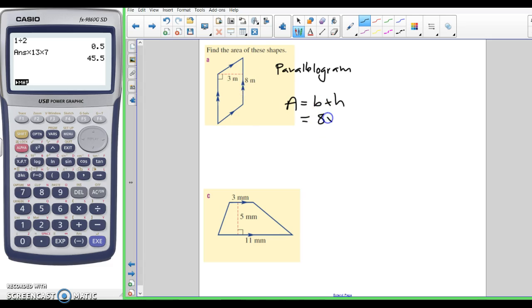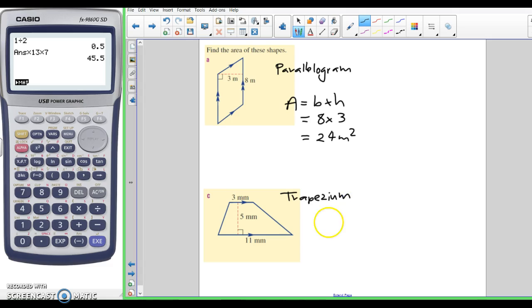So you have 8. Your height is this little dotted line that will be shown in your parallelogram or your trapezium. You'll see in the next one. So that'll be 3. So we have 8 times 3 gives us 24. And that'll be meters squared also. So don't forget the meters, don't forget the squared, because you will lose marks there. Okay. The next one we'll have a look at, this is what we call a trapezium, or some people call it trapezoid.